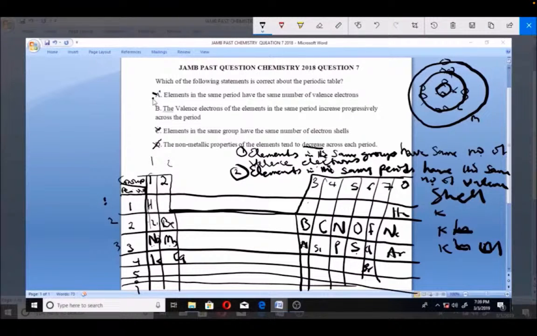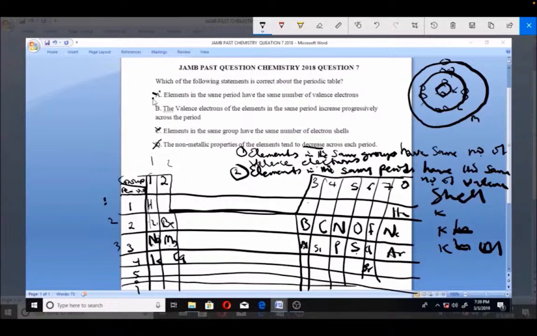But you see this one, the valence electrons of the elements in the same period increase progressively. That is true. The valence electron for sodium is 1, magnesium is 2, so as it is going here, it is increasing. Aluminium is 3. You understand?